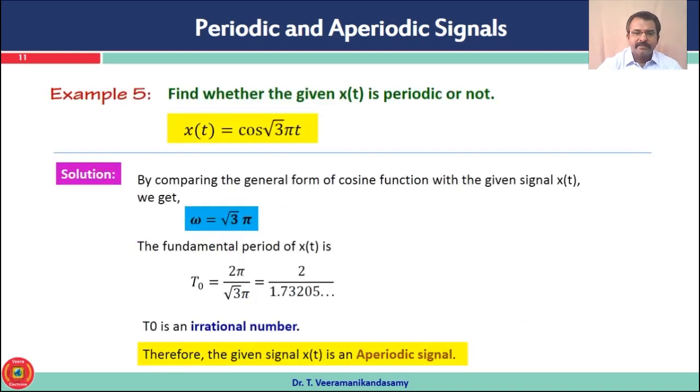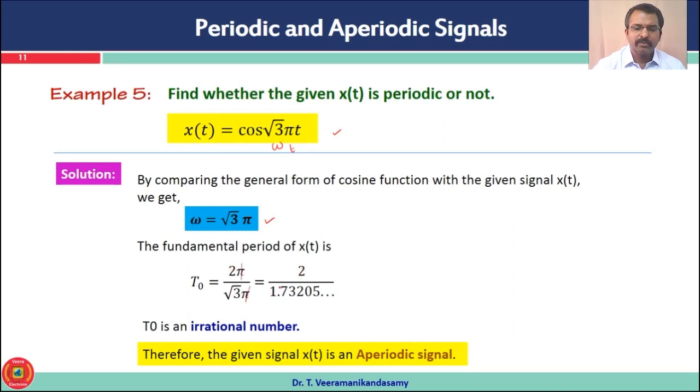Then example 5, find whether the given x of t is periodic or not. x of t is equal to cos root 3 pi t. If we compare the general form of the cosine function with the given x of t, we get the omega value, so omega is equal to root 3 pi. Then the fundamental period is T naught equal to 2 pi divided by root 3 pi. You will get 2 divided by root 3.